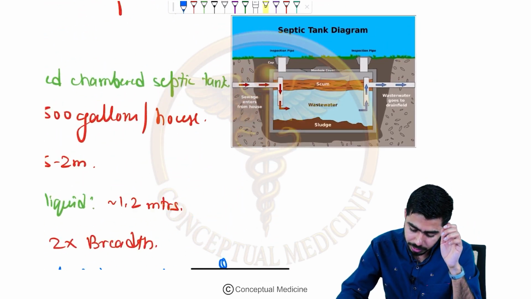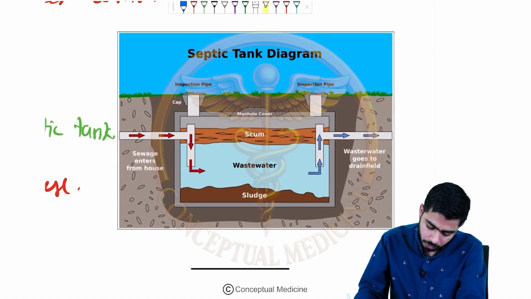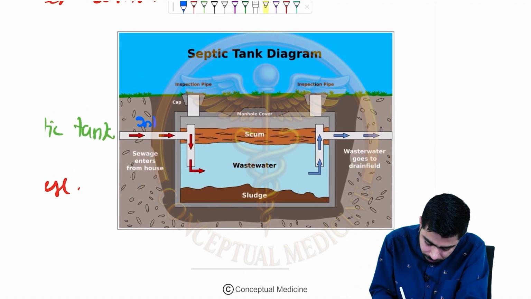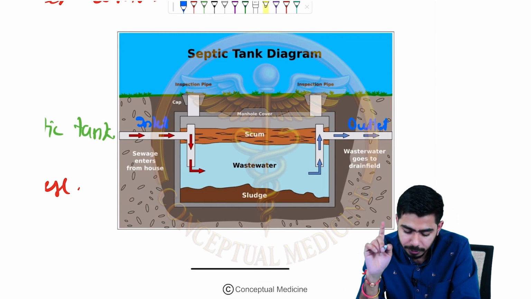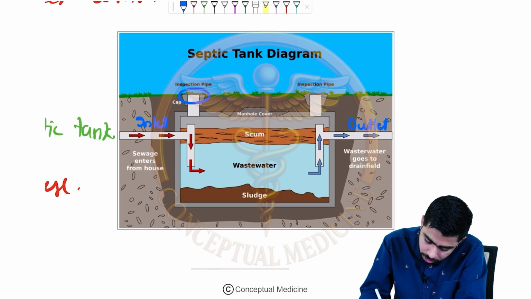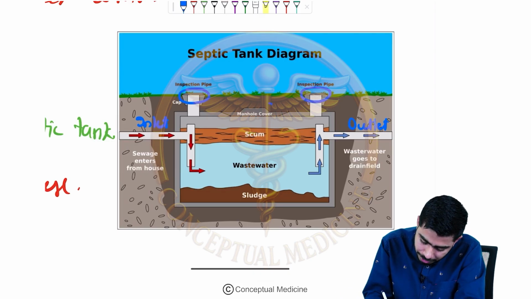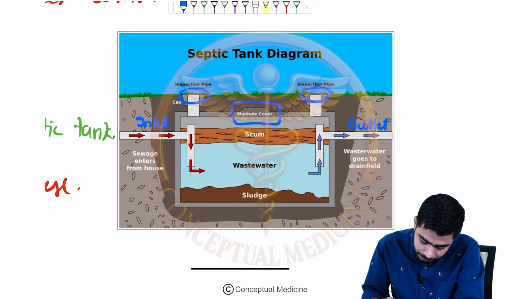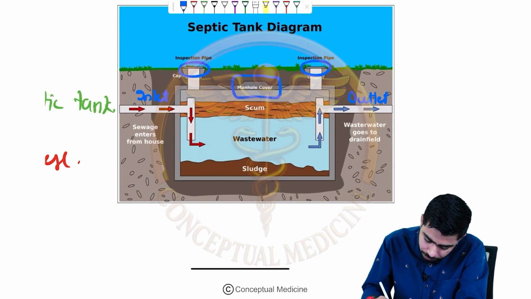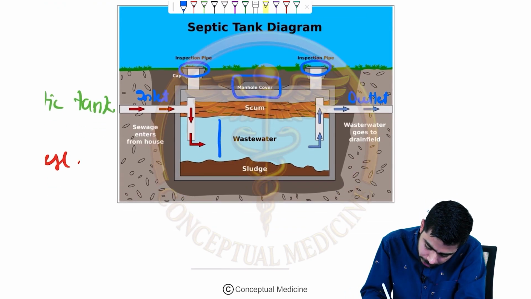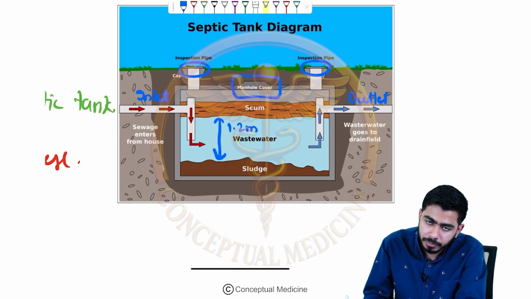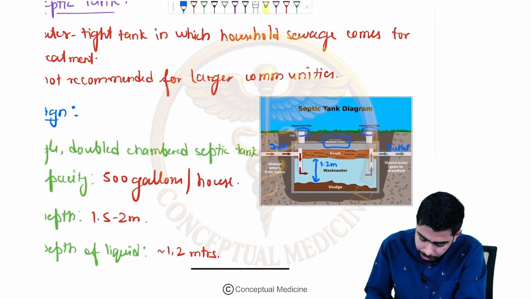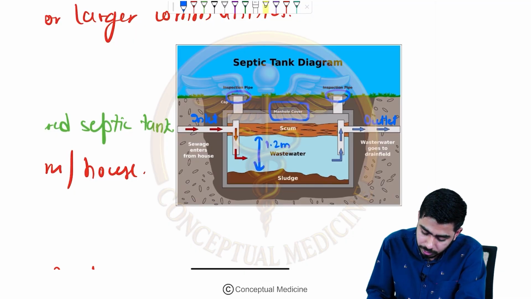This is a septic tank in front of you. Here you can see the inlet which I was talking about, and this is the outlet. So it has one inlet and one outlet. Over here you can see the inspection pipes, and the manhole cover is present over there. I told you that the height of the waste water is around 1.2 meters, and 1.5 to 2 meters is the overall depth of this tank.